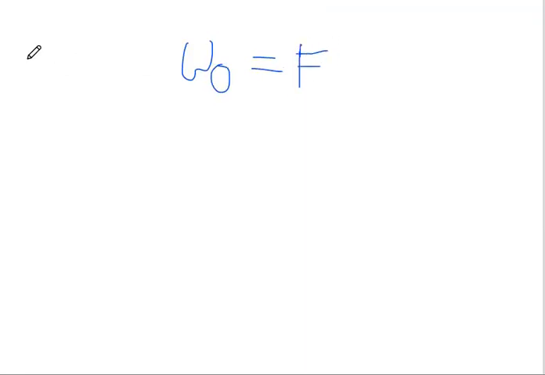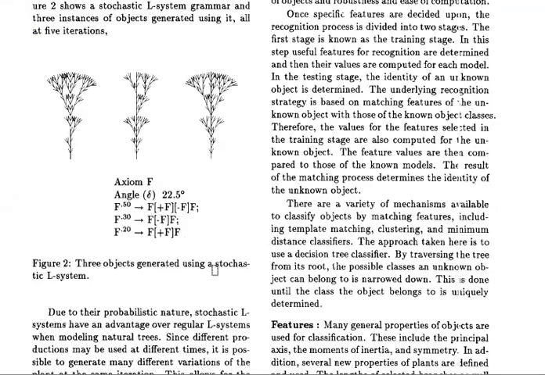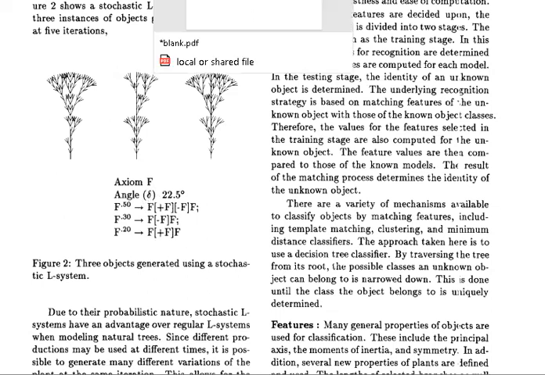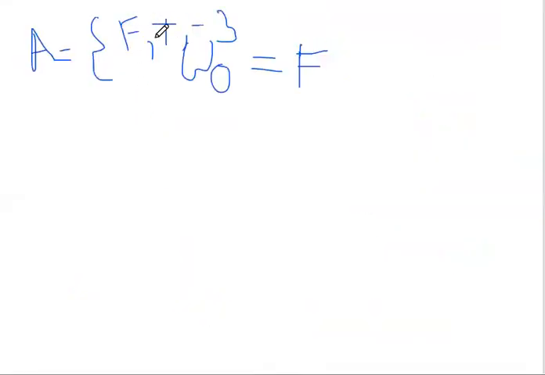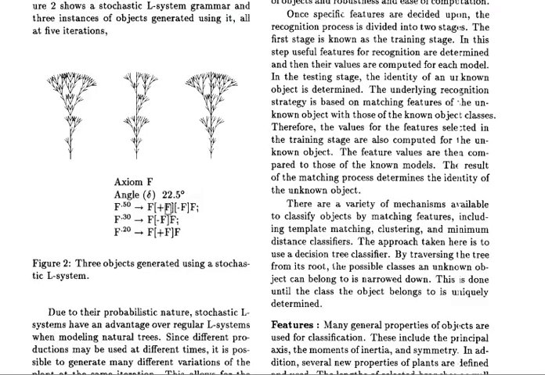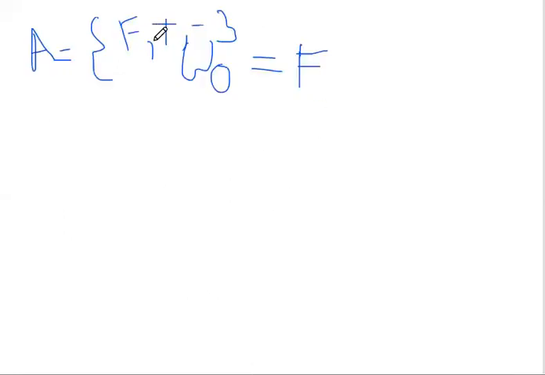The alphabet set consists of the character F, plus and minus. This is my alphabet, no other letters. Let's forget the brackets for a moment; I will explain them later, after discussing stochastic systems. Let's assume we have these three symbols in our alphabet.